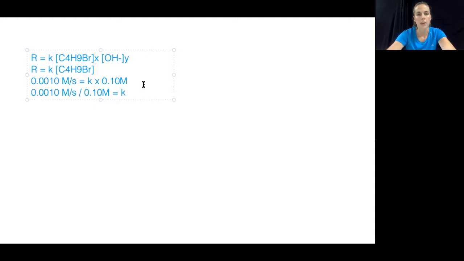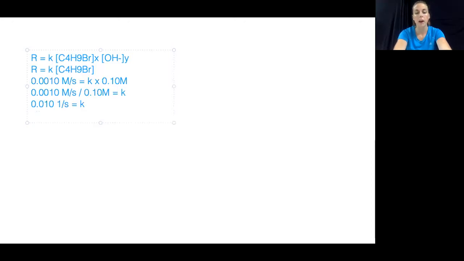Once you put that in your calculator, you see the molarity here and the molarity here cancel. So this will be an interesting unit. You're going to get 0.010, and your unit is going to be 1 over seconds because both molarities canceled. And that's what K equals.